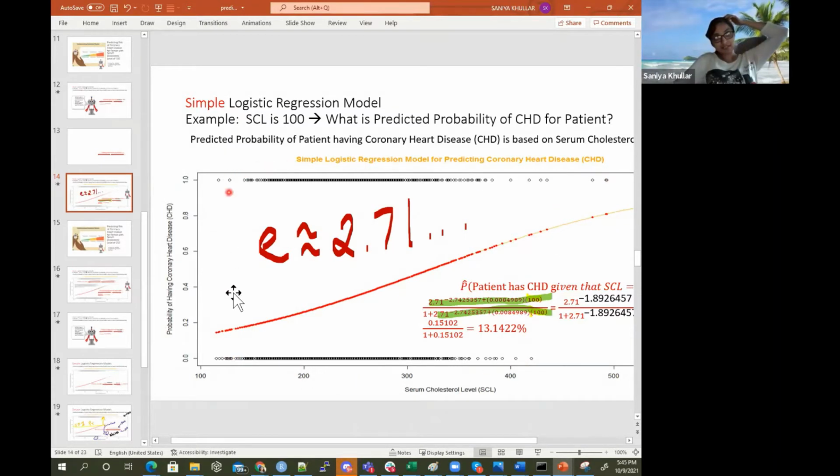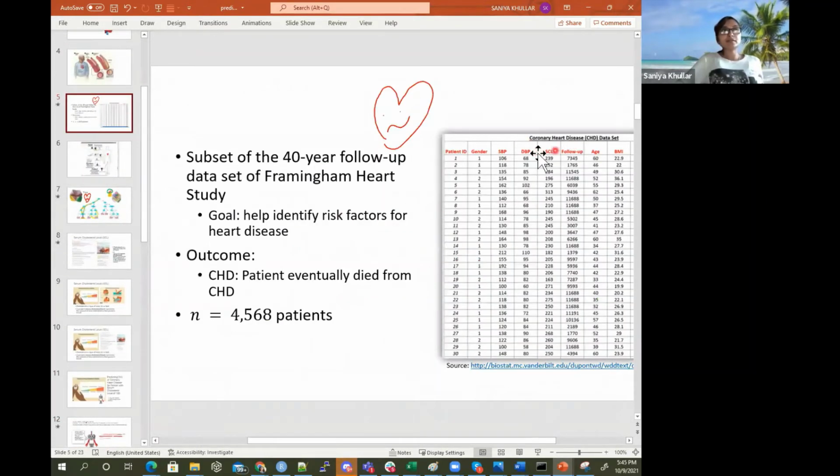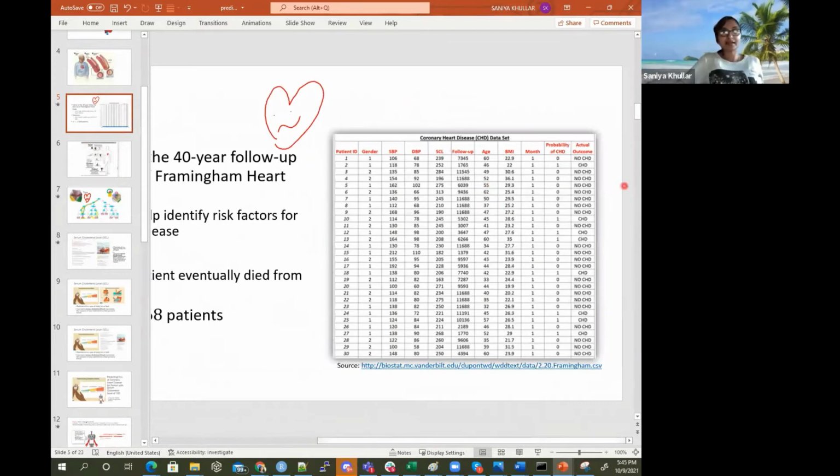And this was the data originally. The data was actually like this, because what we have is actual outcomes. We have the serum cholesterol level, SCL. So what this data involves is just these two things: serum cholesterol level, and your probability of CHD. Whenever the probability of CHD is 0, that means the patient did not have coronary heart disease, which is CHD. Whenever it's 1, then they have coronary heart disease. So I'm just taking the serum cholesterol level and the probability of CHD.